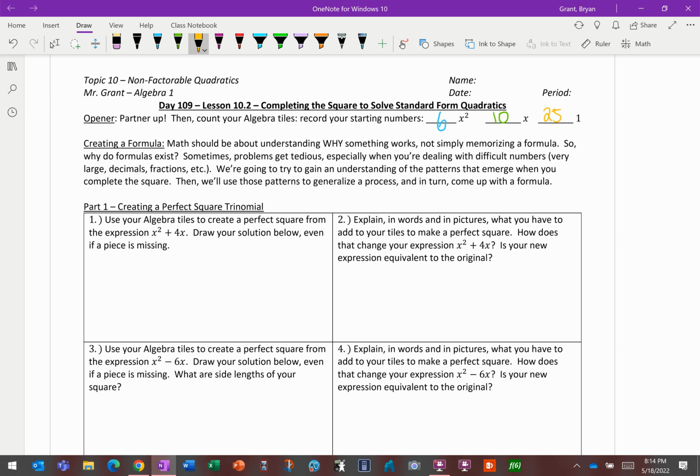So what we're going to do is try to gain an understanding of the patterns that emerge when you complete the square. We're also going to understand what it means to complete the square. And then by looking at those patterns, we're going to generalize a process and come up with a formula that allows us to complete the square quickly and efficiently.